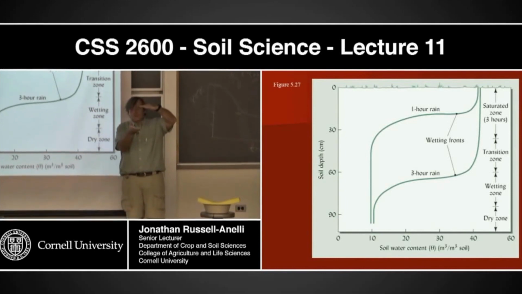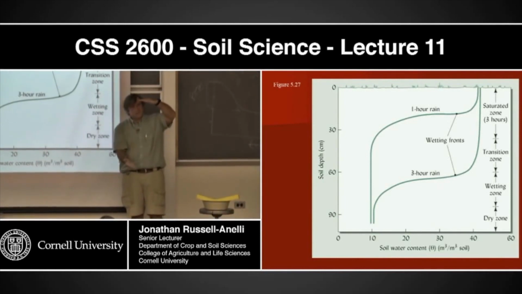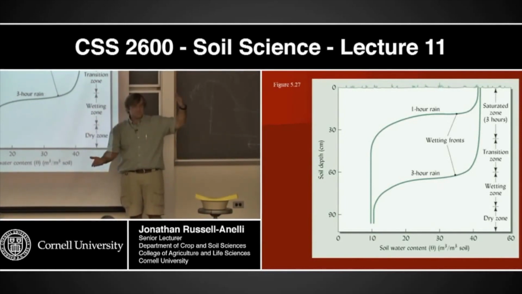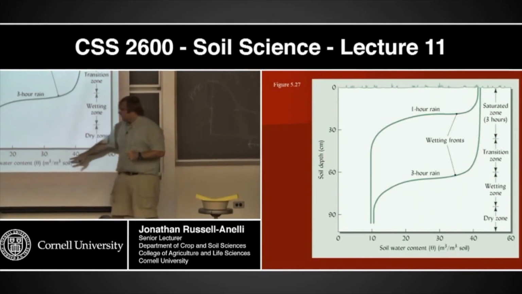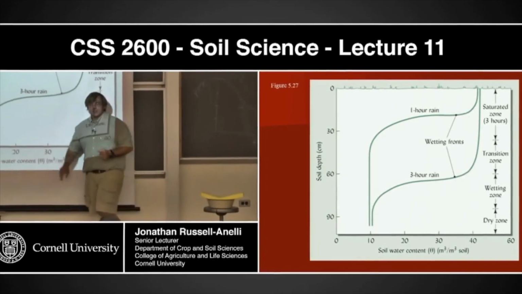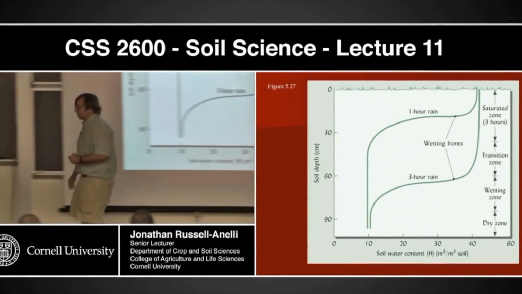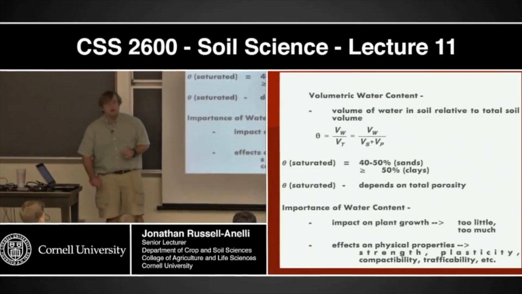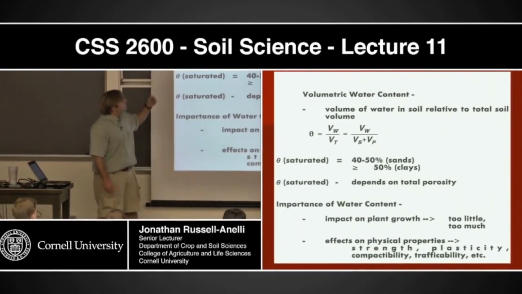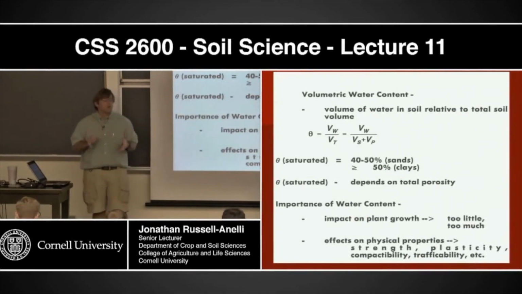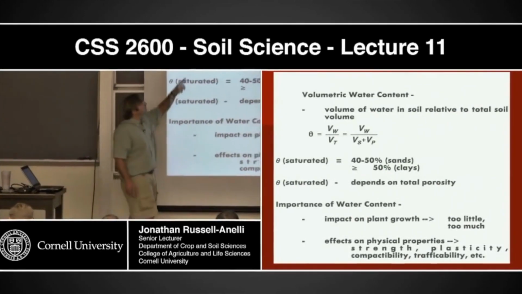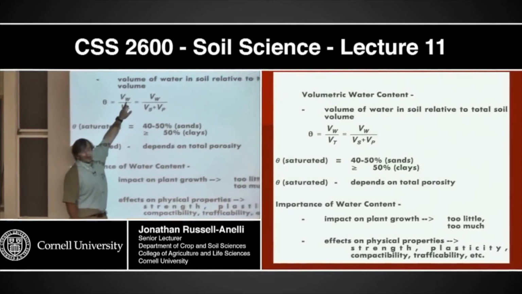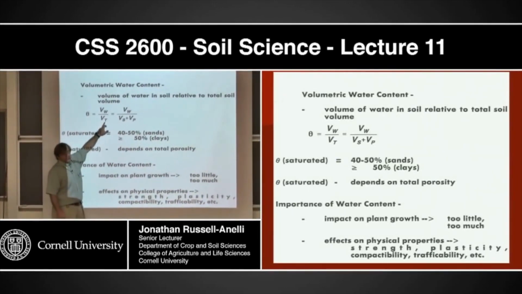Okay? If the rain event is longer, the wetting front is going to be deeper. Make sense? Okay. The other thing that we're talking about here is this theta. I'm going to introduce this now because we're going to be talking a lot about this tomorrow or Wednesday. Theta is basically a volume. It means volumetric water content. Okay? It's a measurement of the volume of the water over the volume of the total.